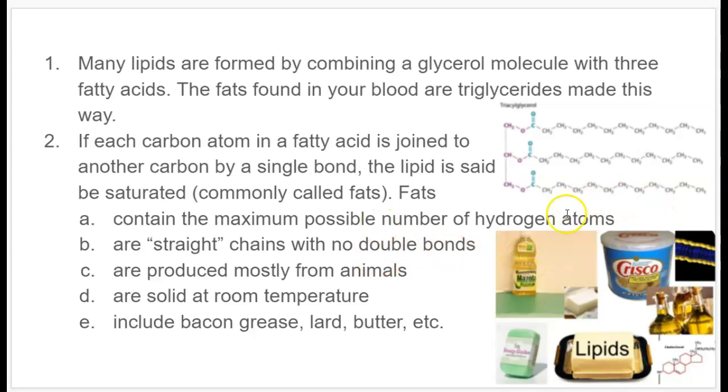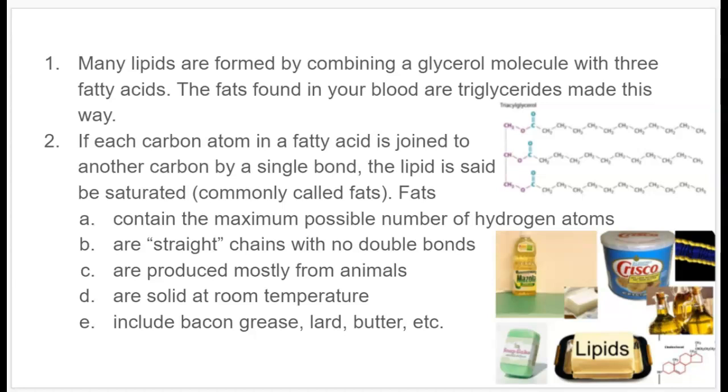So they're straight chains. They have no double bonds. They are produced mostly from animal products. They tend to be solid at room temperature. And so grease, lard, butter, these would be examples of fats right here.